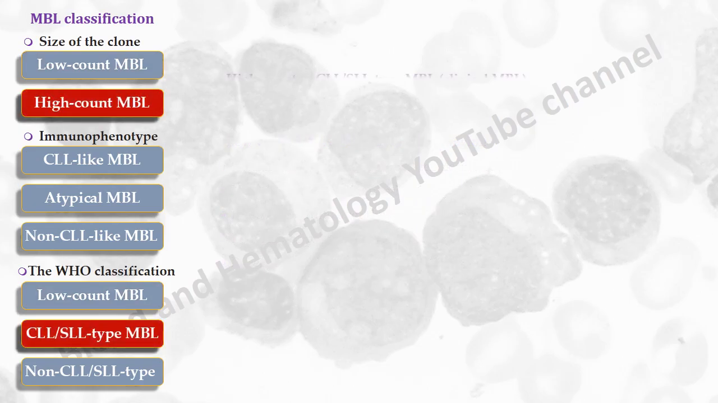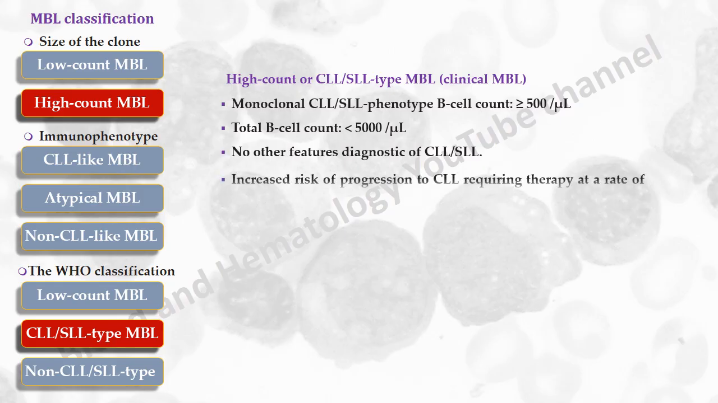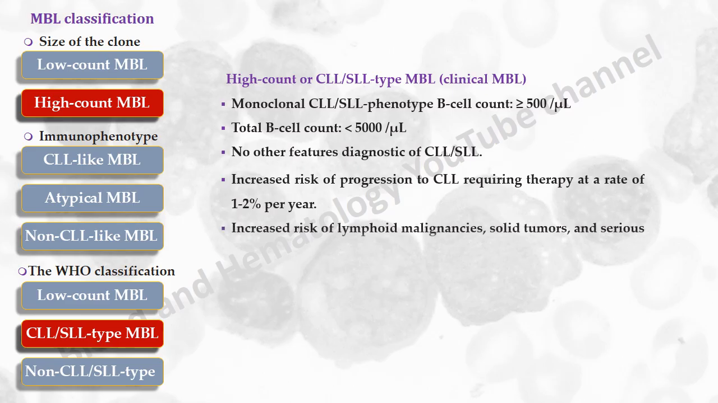In CLL/SLL type MBL, monoclonal CLL/SLL phenotype B-cell count is 500 or more per microliter, and total B-cell count is less than 5,000 per microliter with no other features diagnostic of CLL/SLL. Individuals with high-count MBL have an increased risk of a range of adverse clinical outcomes, including progression to CLL requiring therapy at a rate of 1 to 2% per year, increased risk of lymphoid malignancies, solid tumors, and serious infections.